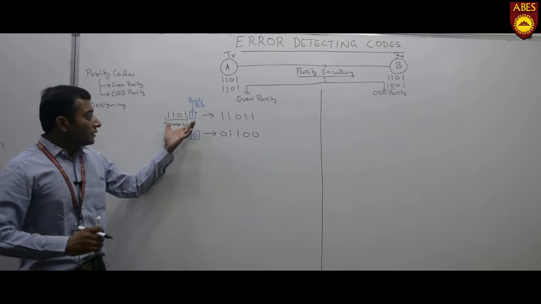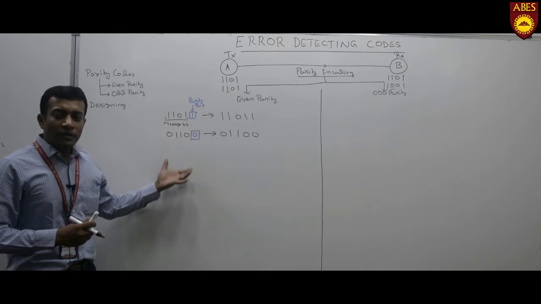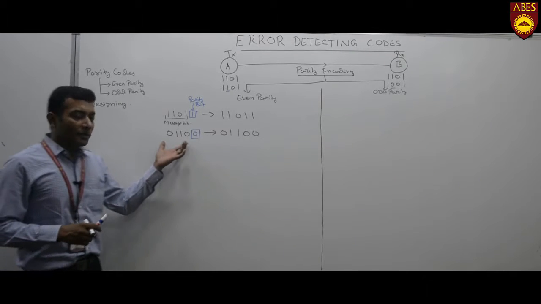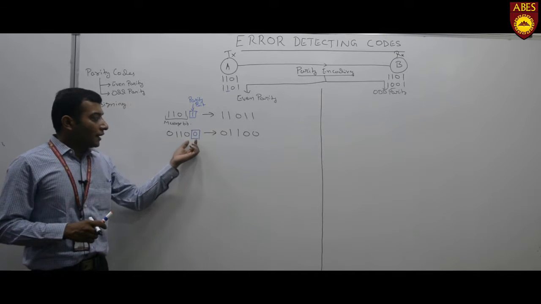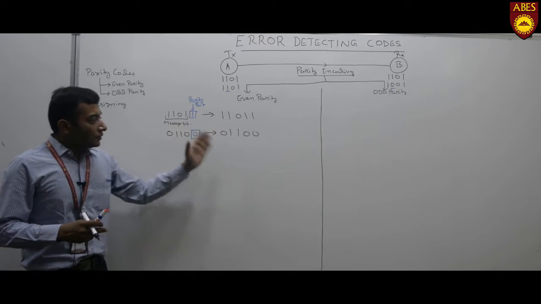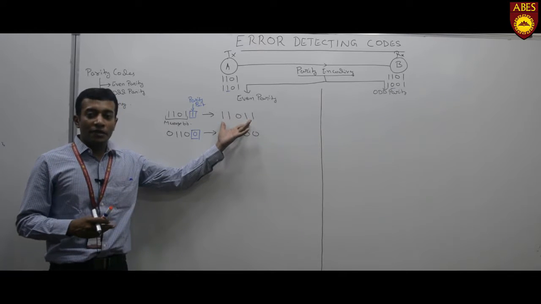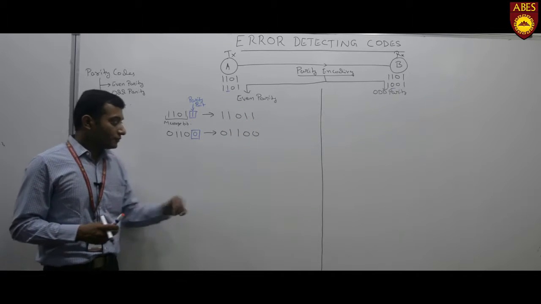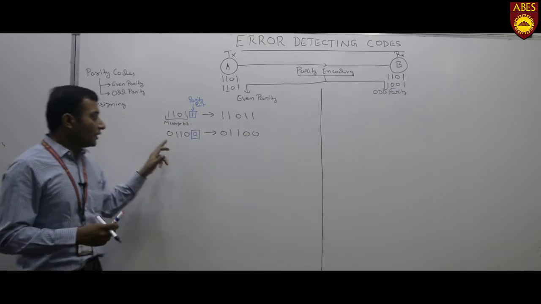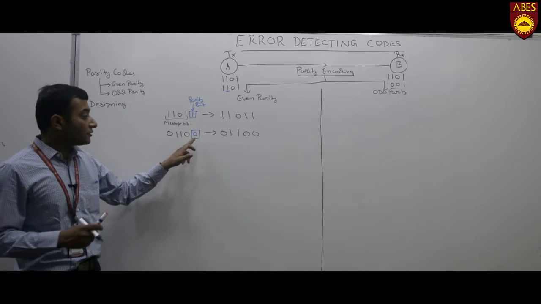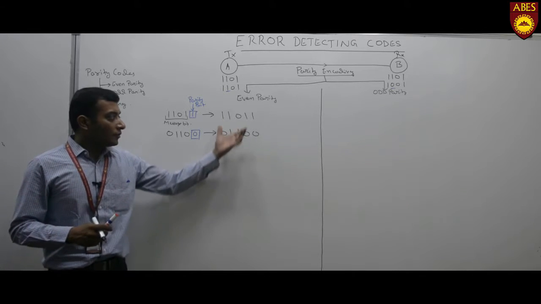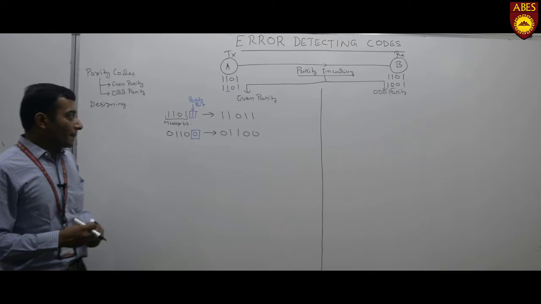So if we take any message, whatever message we are taking, we are adding one extra bit to make it even. So the even message is being transmitted all the time. If it is not even, as in this case, we are adding 1 to make it even. In this case, the message was already even, so we are adding 0 so that it remains even, and now we would be transmitting this signal.